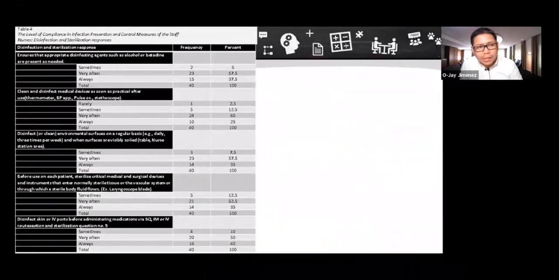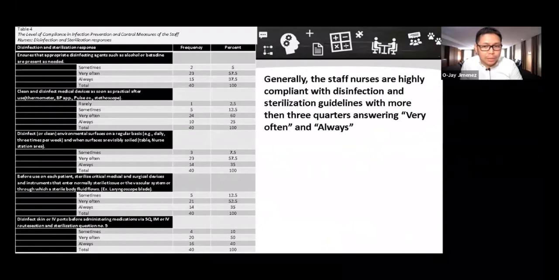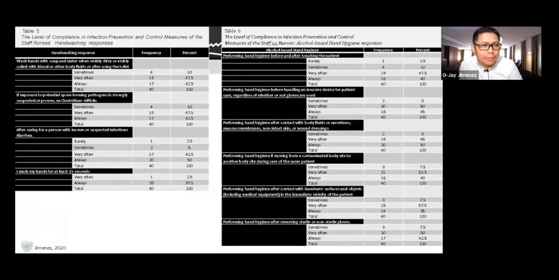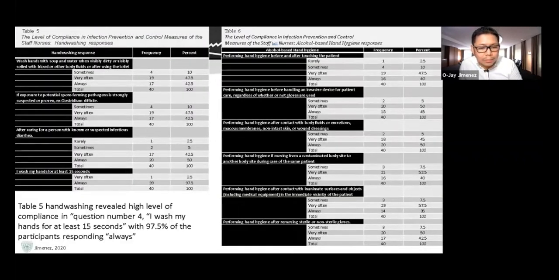For the level of compliance in disinfection and sterilization, it was noted that generally the staff nurses are highly compliant with disinfection and sterilization, with more answers related to very often and always. For hand hygiene, table 5, hand washing revealed high level compliance in question number 4, "I wash my hands for at least 15 seconds," with 97.5% of participants stating that they always follow this guideline.